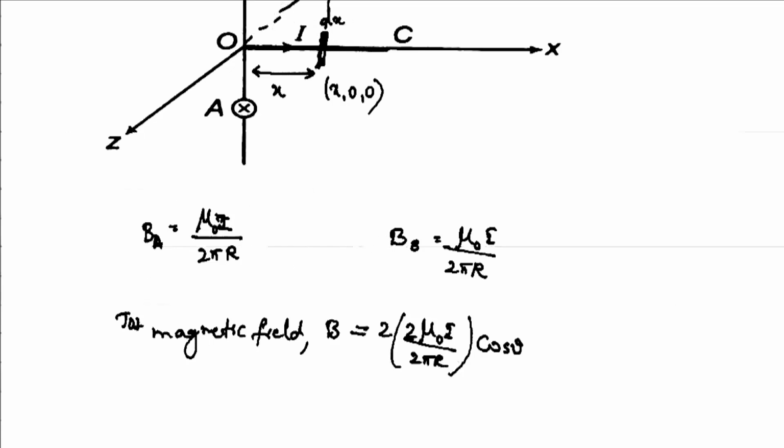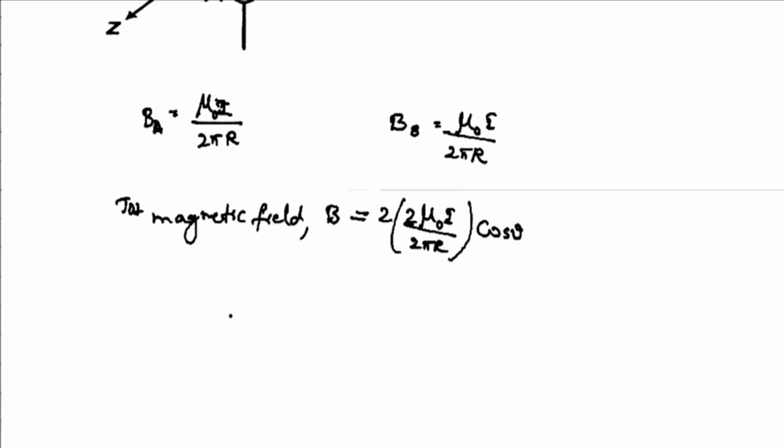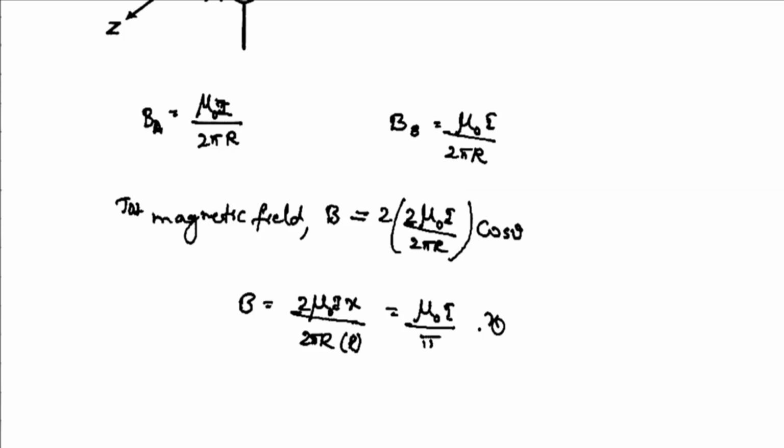So you can write this equation for B as B is equal to 2 mu naught I into x divided by 2 pi r into r. Substituting x by r here, this equation becomes mu naught I divided by pi into x divided by a square plus x square. So this is the magnetic field.